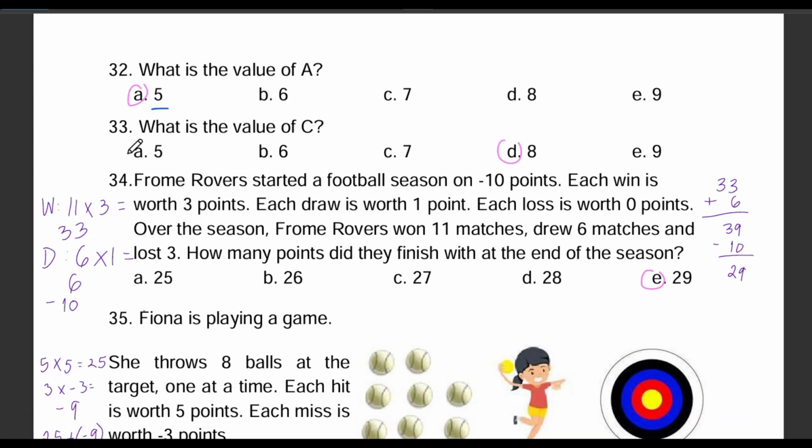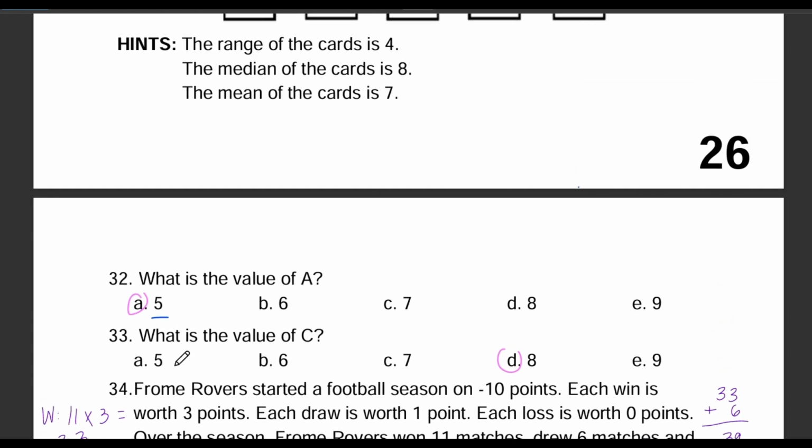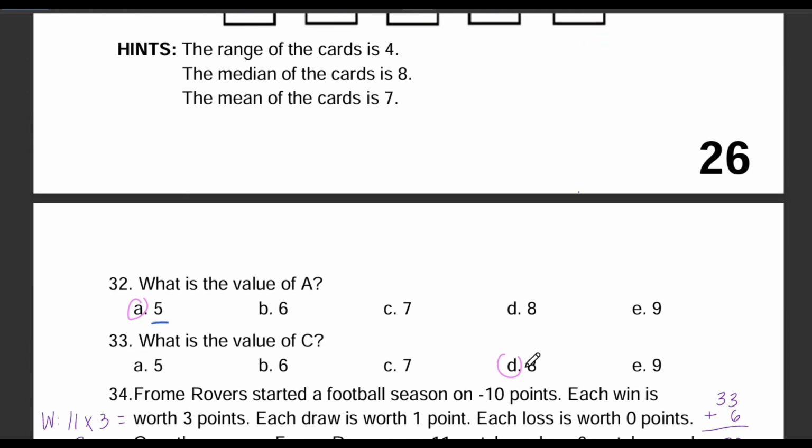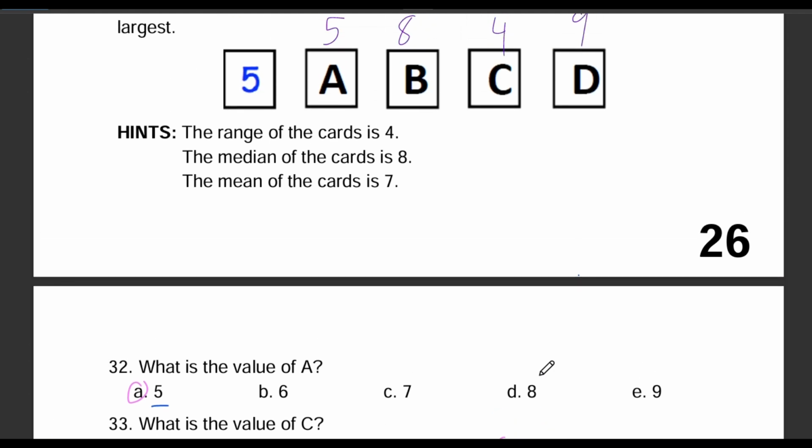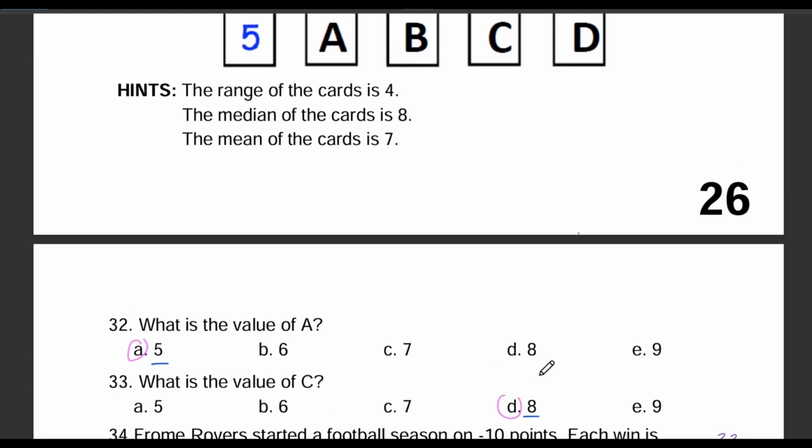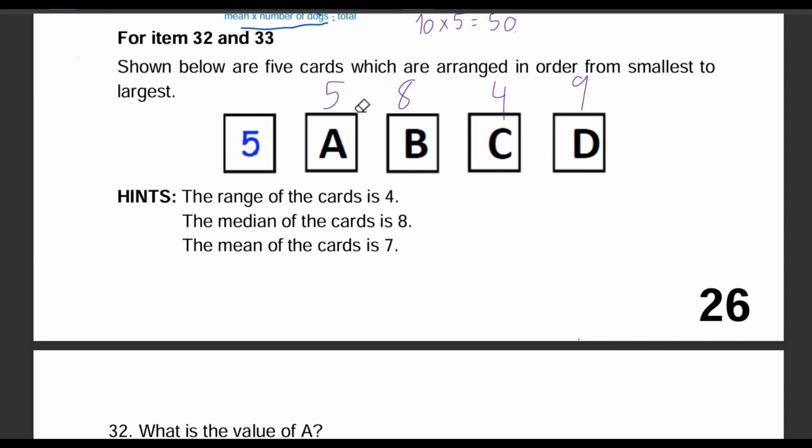Question 33. What is the value of C? Our options are A, 5, B, 6, C, 7, D, 8, or E, 9. The correct answer is D, 8. Here's why. Remember our hint, B equals 7 and D equals 9. Since the cards are in order, C has to be 8. It comes right after B and before D.